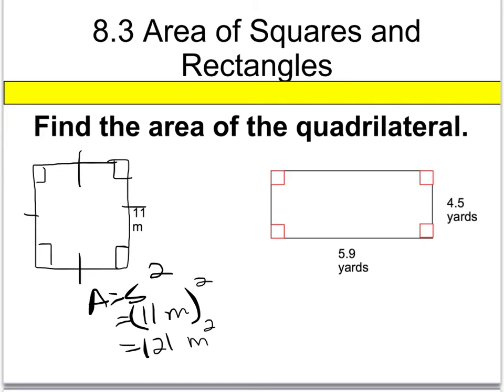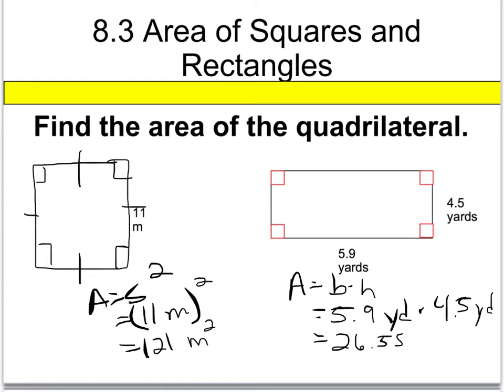Looking on the right side, this is your rectangle. I know hopefully you've already figured out this problem. Plug in your equation of A equals B times H, base times height. When you plug in your numbers, you get 5.9 yards times 4.5 yards. Again, multiplying these two together, watch your decimals as you multiply them, and you come up with 26.55 yards squared.